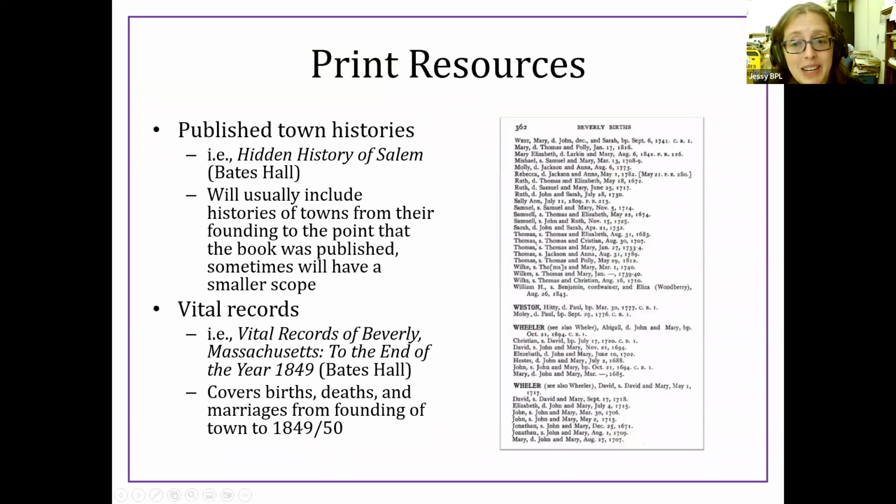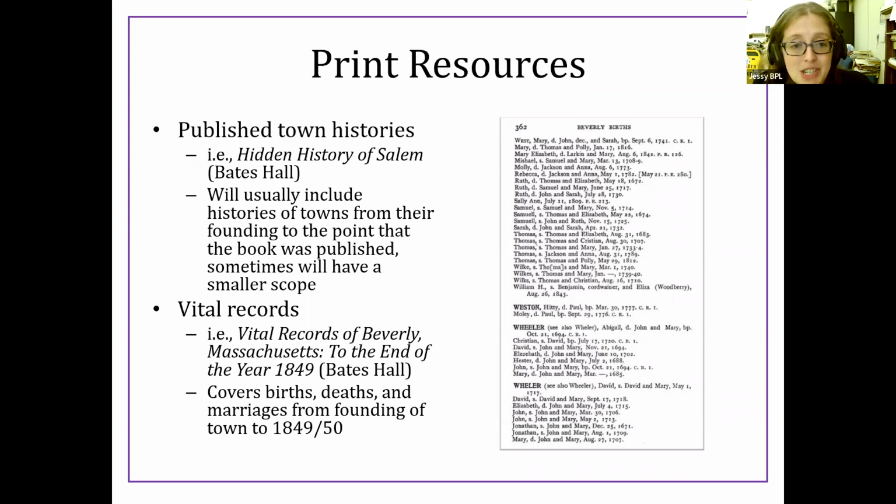Okay, these are very closely related to the published genealogies, but these are actually out in Bates Hall. You can take a look at them. These are the published town histories. Basically, it's a town history that's been published in book form. Most of the ones we have, and we do have many from cities and towns all over Massachusetts, will have histories of the towns from their founding up to the point that the book was published. Some of the older ones, if they were published in the 19th century, will only go up to that point. These can be pretty useful if you're researching someone who was an early settler in a town.